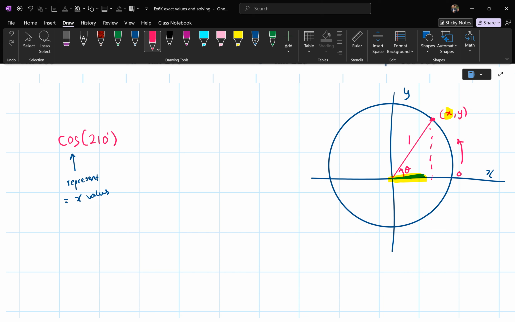So the first thing I look at when I see cos 210, I ask myself, there's 2 things there. 1, what am I looking at? Is it the x, the y, or is it the gradient? There's only 3 things there: the x coordinate, the y coordinate, or the gradient of the line. In this case, we know we're looking at the x values. Then the second part is positioning. Where am I on the unit circle?